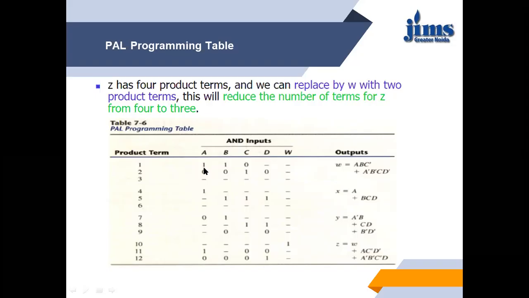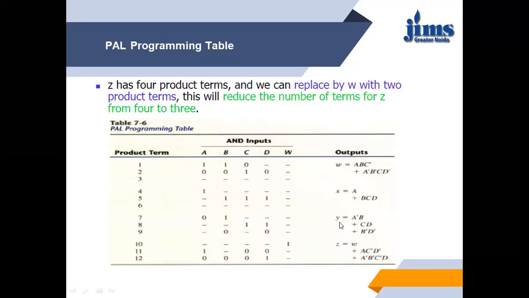first for the first AND gate. A is represented by 1, B is represented by 1, C bar is represented by 0. In the second term, A bar, B bar, C, D bar. And the third term has been kept open because we are not making any connection. Similarly, again we have taken 4 inputs A, B, C, D, and W. In the second, X equals A, all are don't care, and the next term is B, C, D. So dash, 1, 1, 1, dash, and W is not included again here.